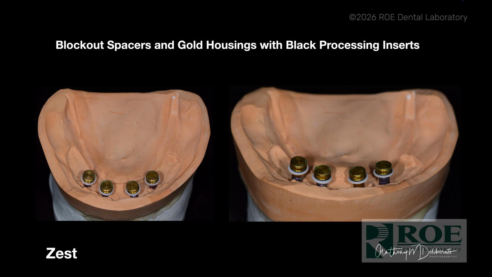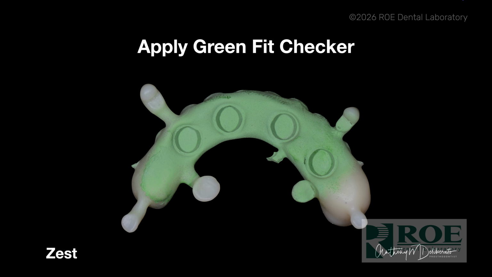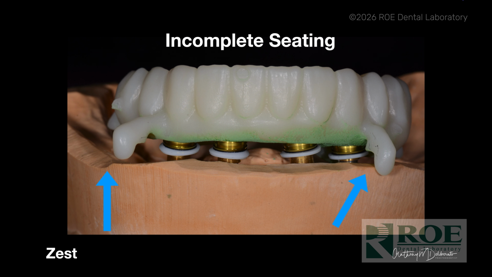Now I'm going to place my processing housings with my white spacers to protect the cast from cement dripping down onto the implant abutments. And just to make sure that this still fits, I'm going to use a little green fit checker. I'm going to spray it into the wells of the prosthesis. And now I'm going to place it over the housings. And you can see here that we did not estimate properly the space we needed to pick up these housings.